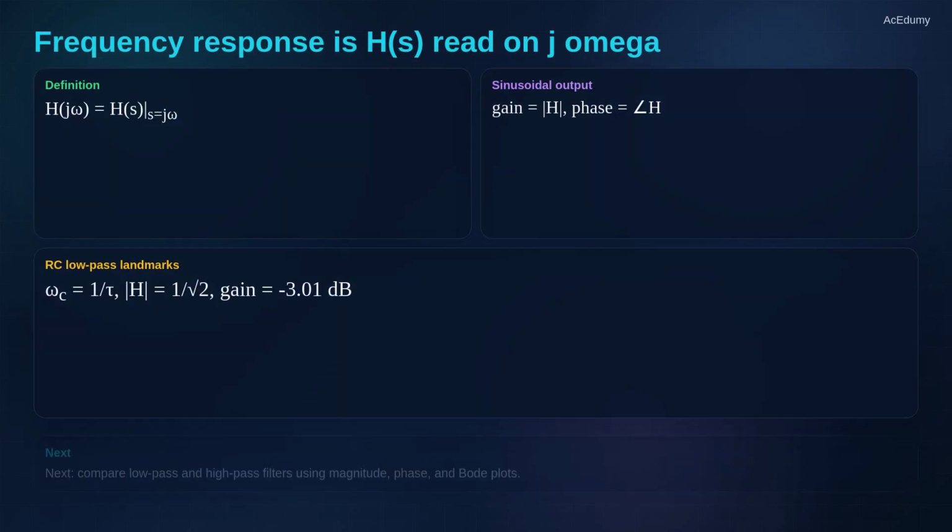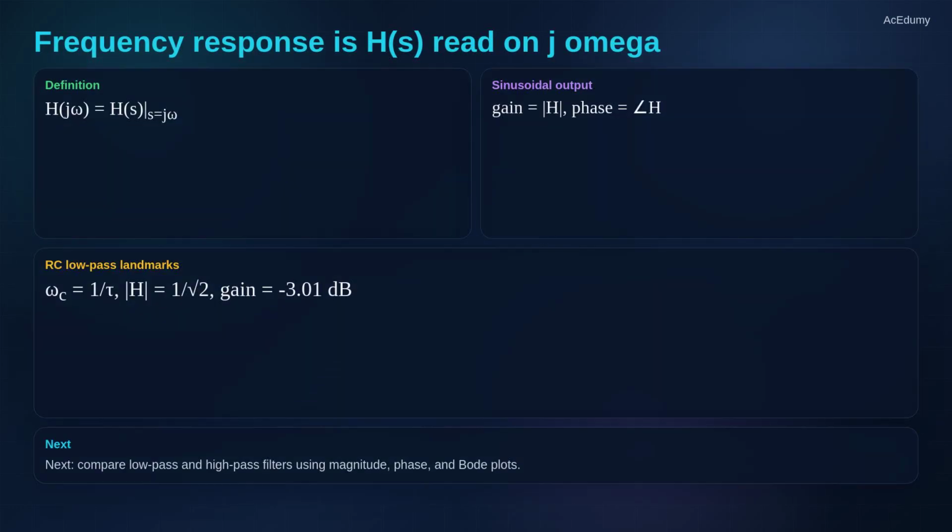Summary. Start from the transfer function H of s. Set s equal to j omega to get frequency response. The magnitude gives frequency-dependent gain, the angle gives phase shift, and decibels make wide ratio ranges easy to read. For the RC low pass, the corner is 1 over tau. The gain is minus 3 dB there, and beyond it, the magnitude falls at about minus 20 dB per decade. Next, we can compare low-pass and high-pass filters using the same language.